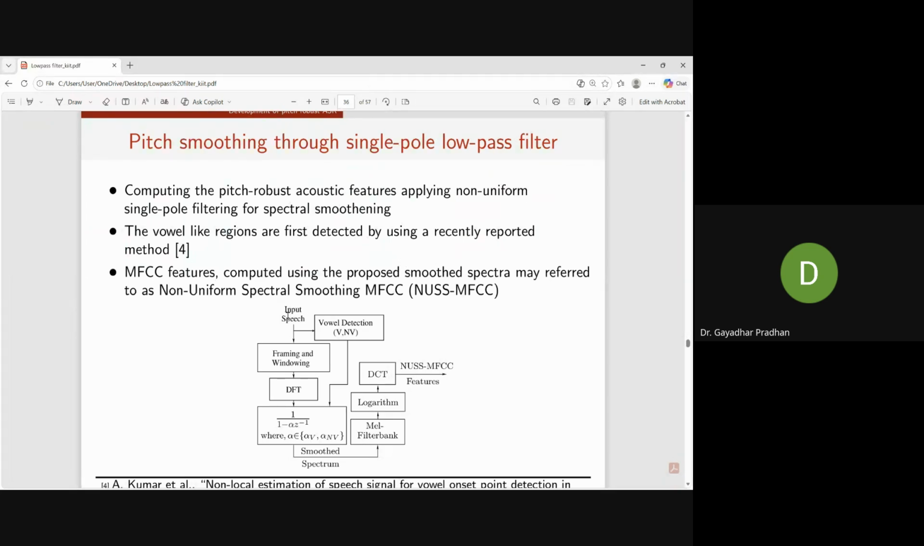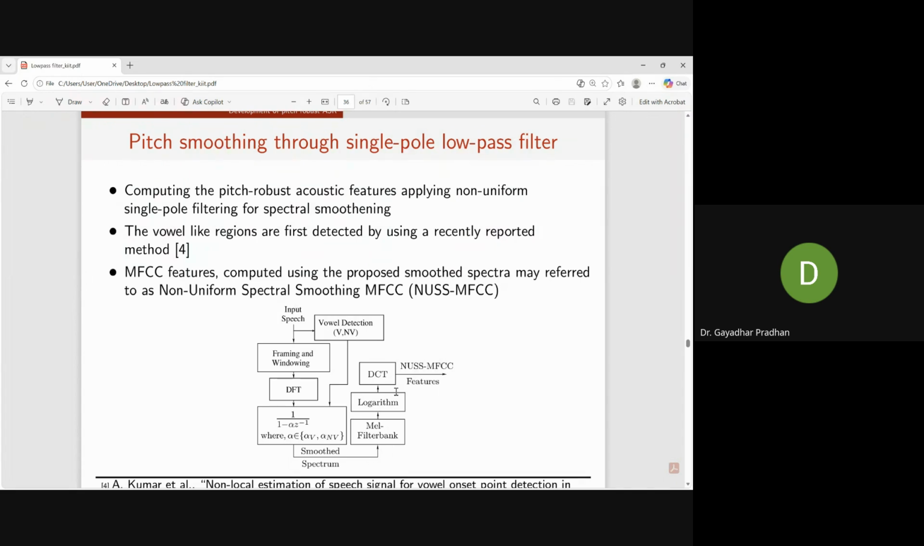So what do we do? Given a speech signal, since speech is a non-stationary signal, we use framing and windowing, 20 millisecond frames with a 10 millisecond shift. Then we apply the discrete Fourier transform. Then we apply the mel filter bank, logarithm, then DCT, and then we get the MFCC. This is the pipeline for MFCC.